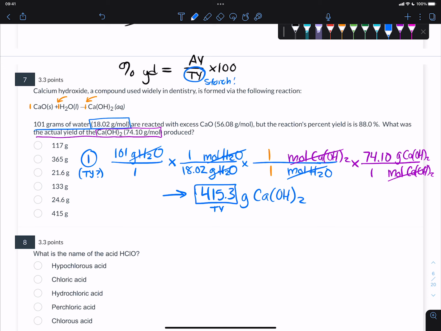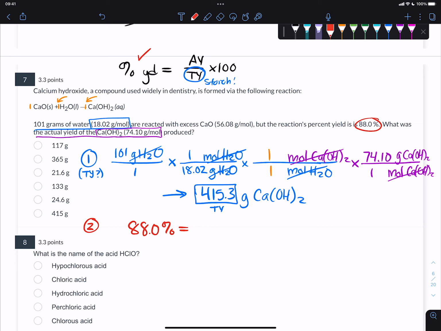We're not worried about significant figures here really, because it's multiple choice. So that's my theoretical yield. Then step 2 is set up your percent yield equation. The equation is already up here at the top, so I'll just start filling in the pieces. We know the percent yield is 88. So 88% is the percent yield.